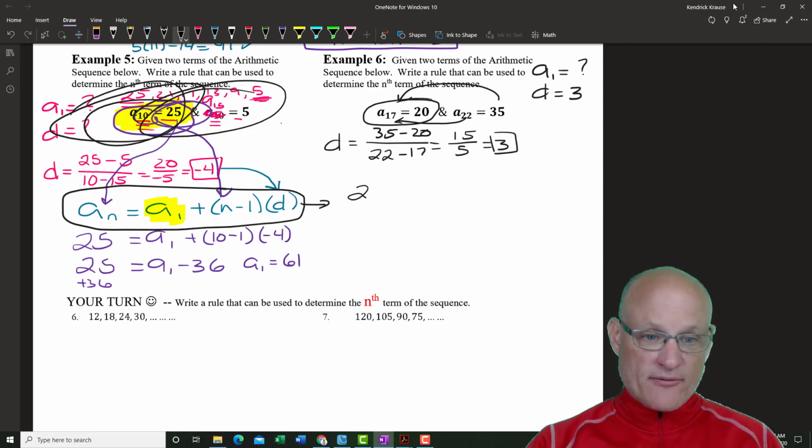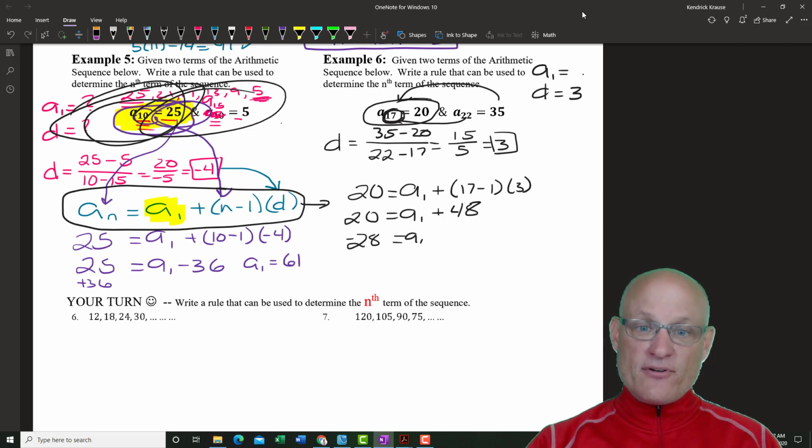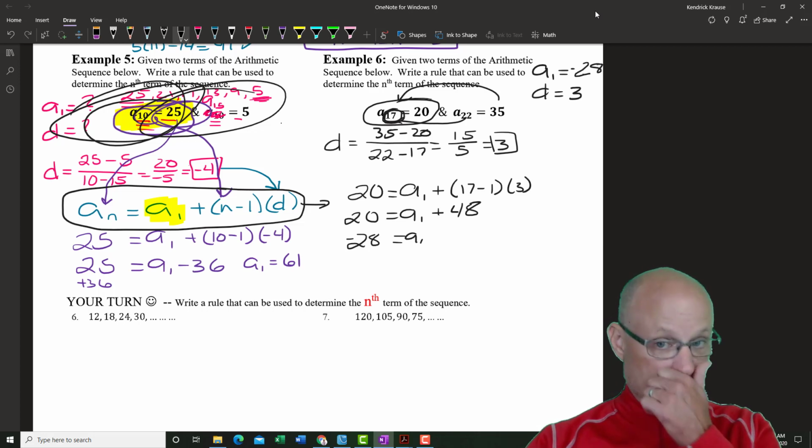The term goes on the left, 20 equals, we don't know a sub 1 plus 17 goes into parentheses because that's the n value. 17 minus 1 times 3. So this is 20 equals a sub 1 plus 16 times 3. Everybody knows that's 48. Subtract 48 from both sides and I get negative 28 equals a sub 1. So now we have the two things we need.